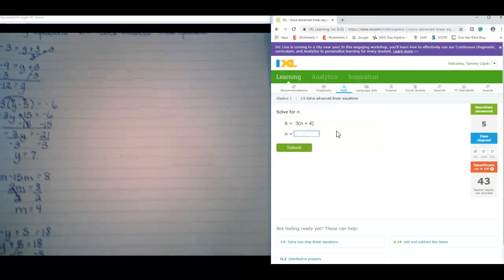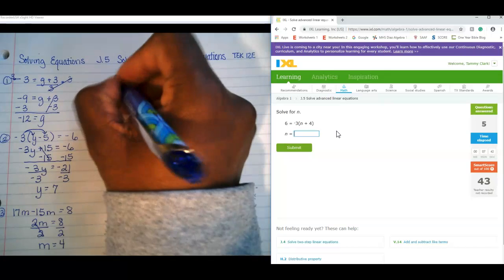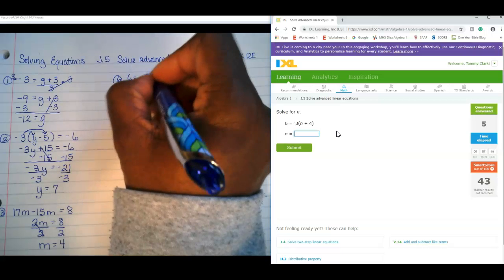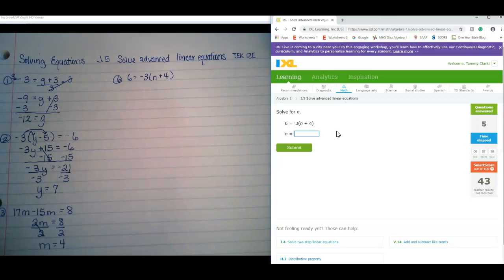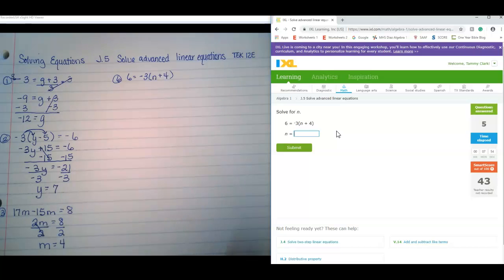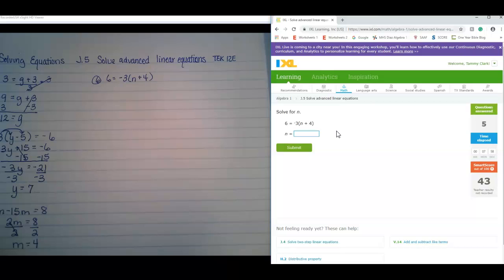So now let's look at number 6. And we have 6 is equal to negative 3 multiplied by (n plus 4). This requires that we use the distributive property. Now, I'm going to show you two ways that you could do this. You just have to remember when it works.